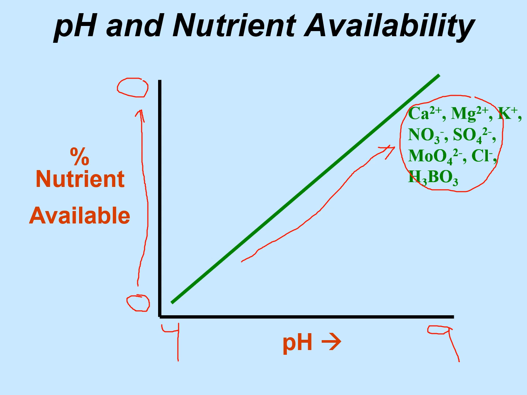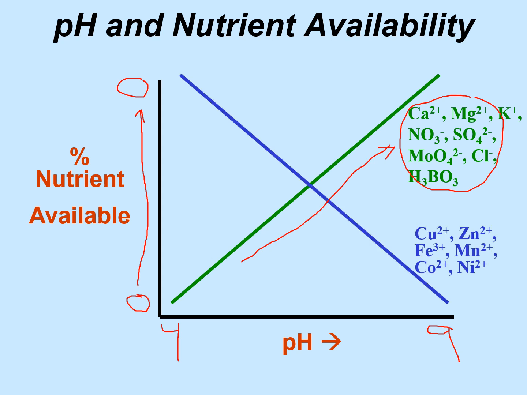Some other nutrients follow the opposite trend. That is to say, at low pH, they're very high availability, and as you raise the pH, for copper, zinc, iron, manganese, cobalt, and nickel, their availability decreases.